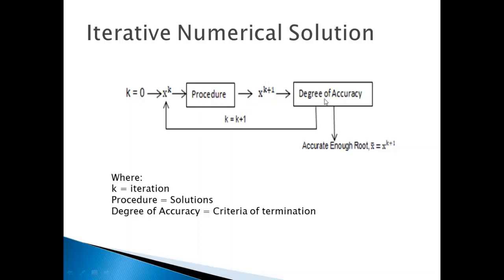However, if it does not satisfy the given criteria, it goes back to the start and the process continues, going around in a loop.